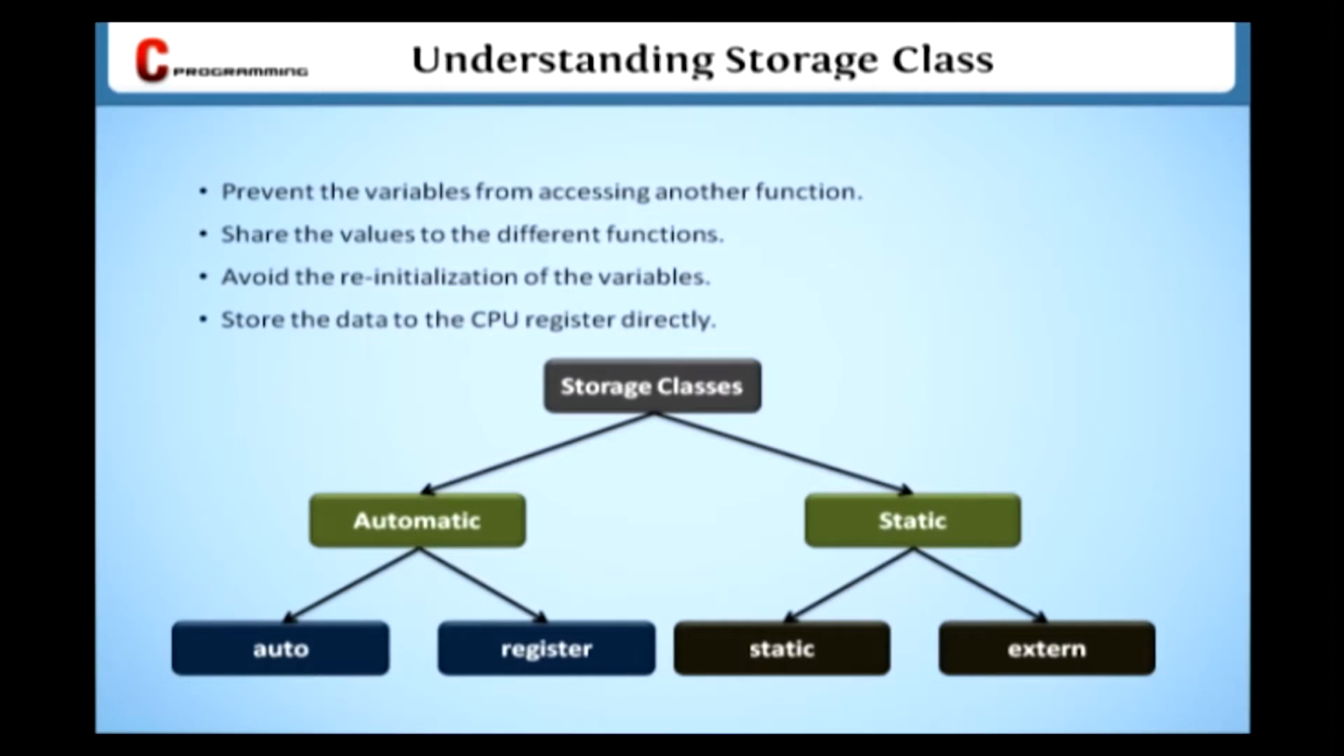C language provides two major categories of storage classes. They are automatic and static storage class. Further, the automatic storage class is classified into two subdivisions. They are auto specifier and register specifier. Similarly, the static storage class has two subsidiary specifiers called static and extern.